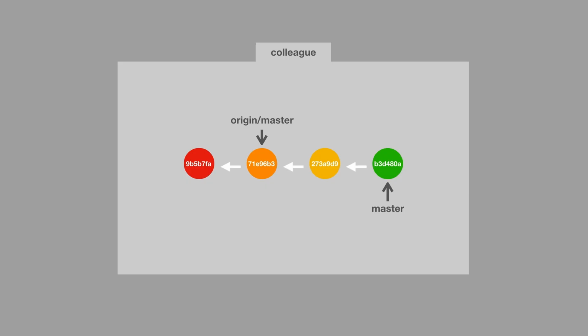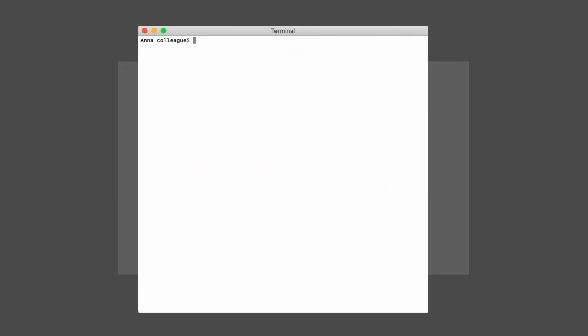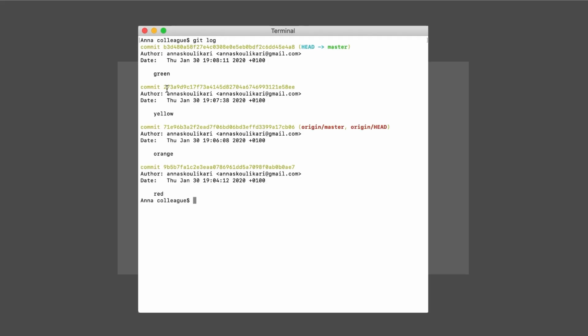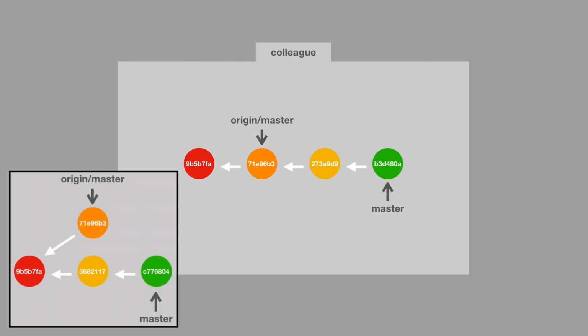Now, in order to see a list of all our commits, we can go back in the terminal and type in git log. And here we can see all the commits. Note that the commit hashes for the red commit and the orange commit are the same as before, but the commit hashes for the yellow commit and the green commit are different. We can see this with a side-by-side comparison. Here we can see that the commit hashes for the red and the orange commit are the same, but the ones for the green and the yellow commit are different now.